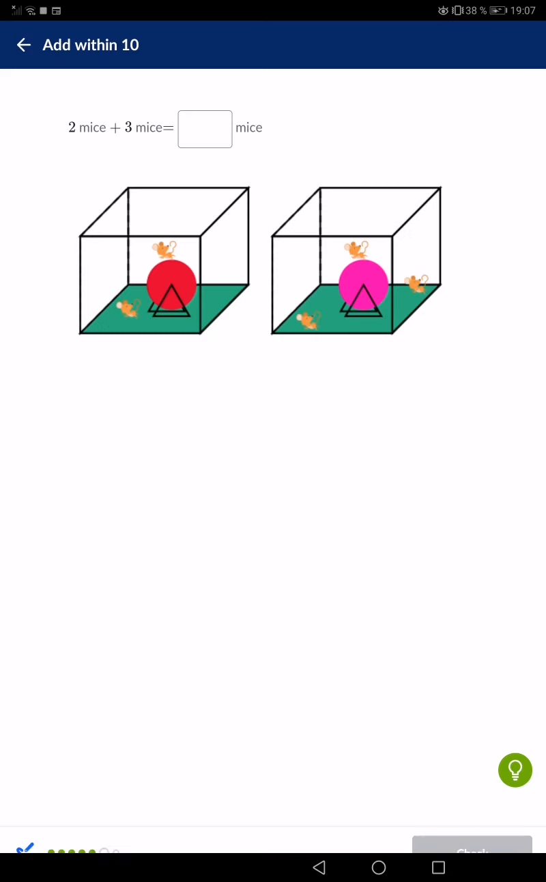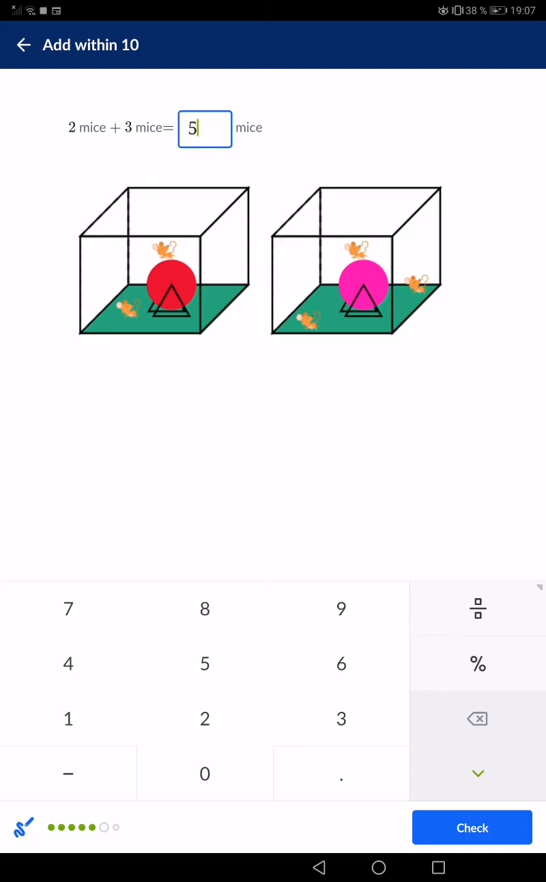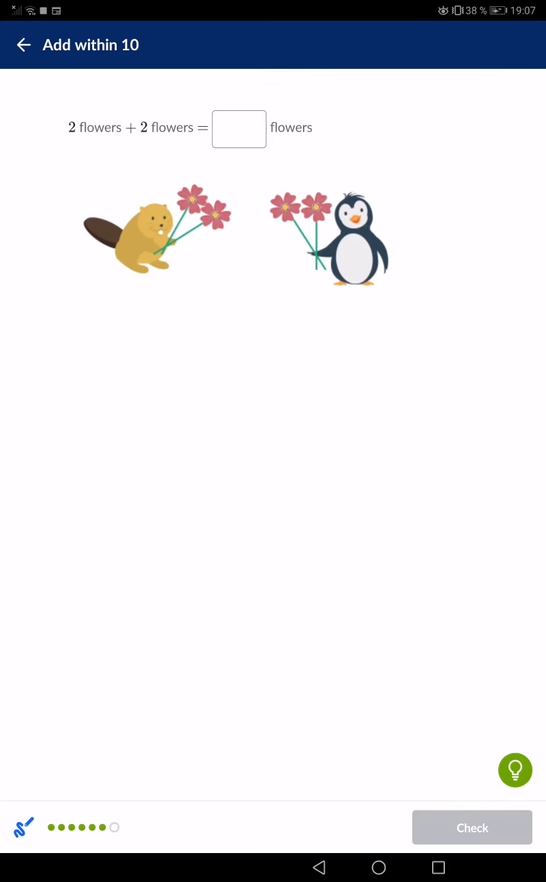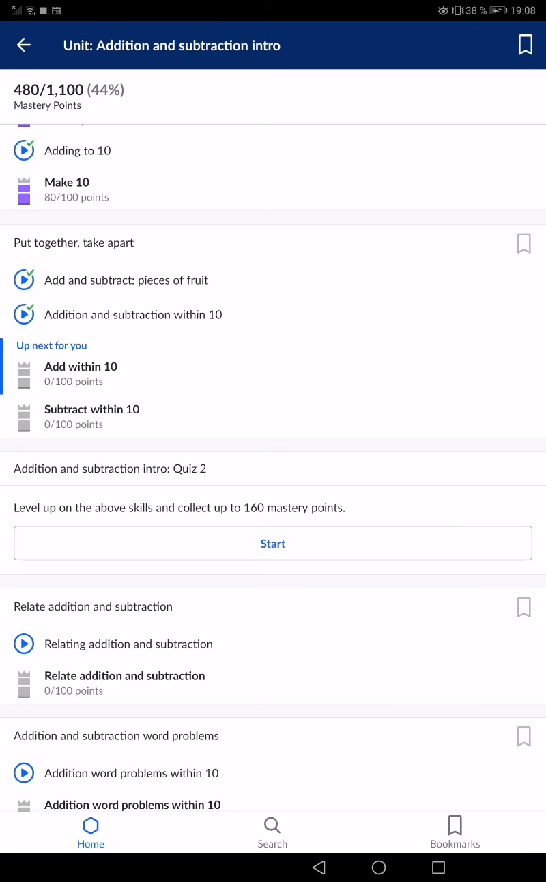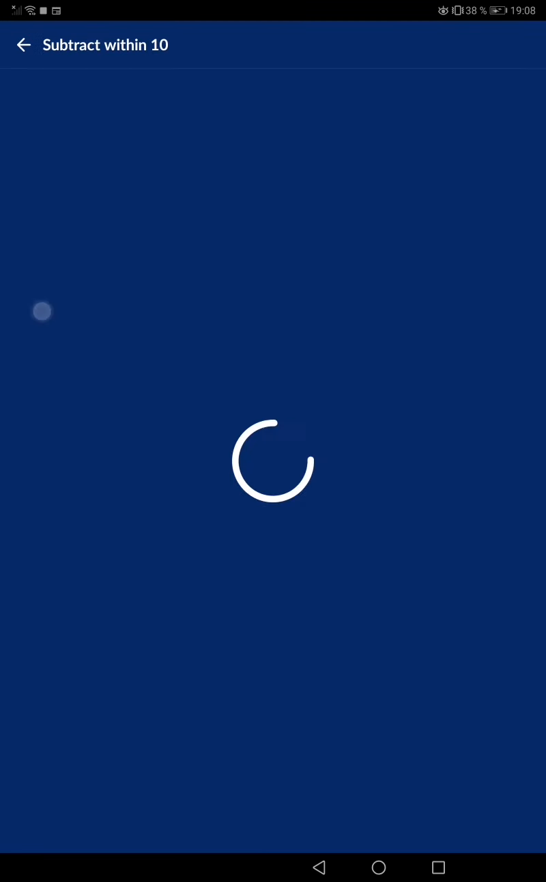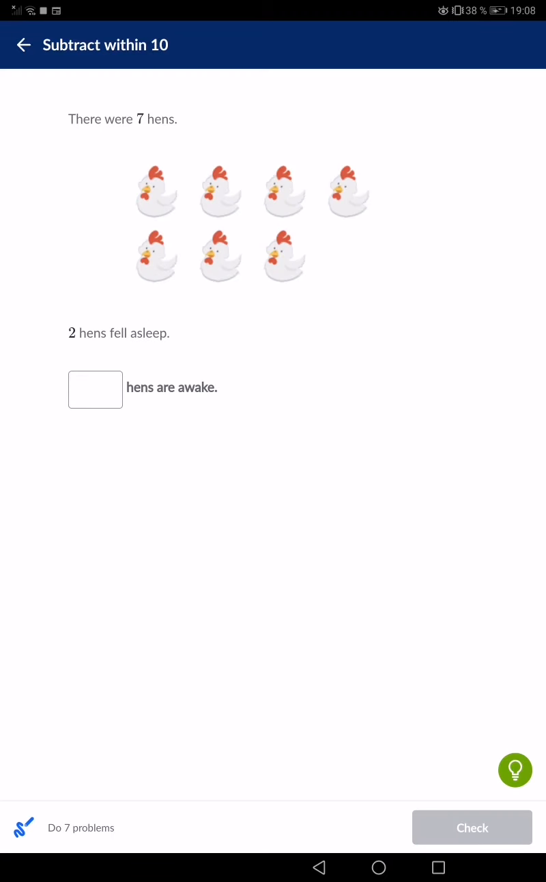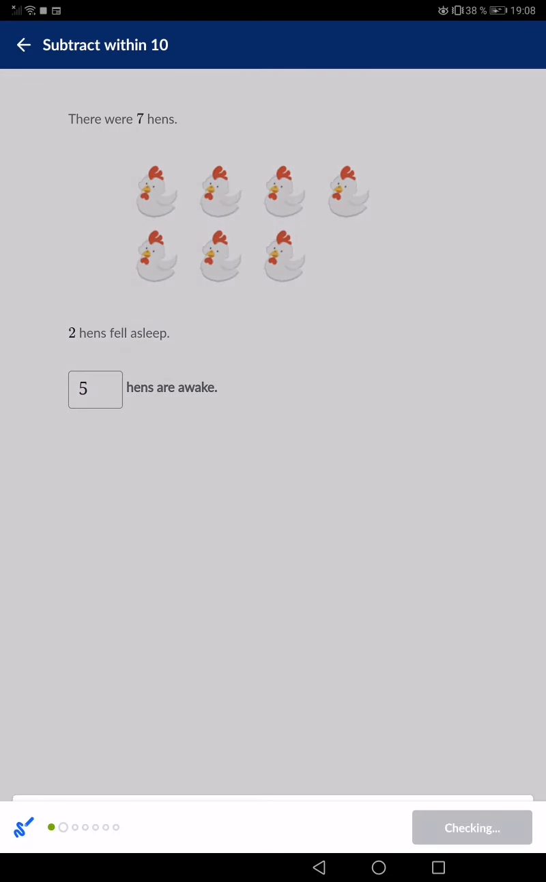2 mice plus 3 mice, 5 mice. This is good. Okay, there were 7 hens. 2 hens fell asleep. How many hens are awake? Well, I guess there were 7 hens awake, right? 2 fell asleep, 5 hens are awake. This is okay.